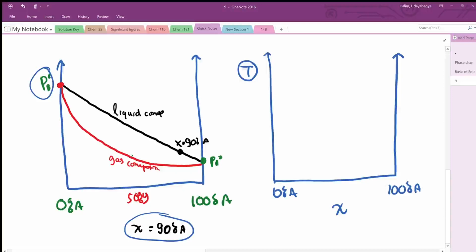My graph is going to look more or less something like this. Remember, A is harder to boil, so the boiling point of A is higher compared to B. So this is the boiling point of A, and this is the boiling point of B. And what they found is that, suppose that this is the graph for A. So this is my liquid composition.